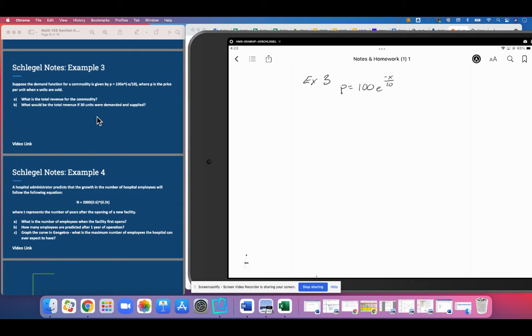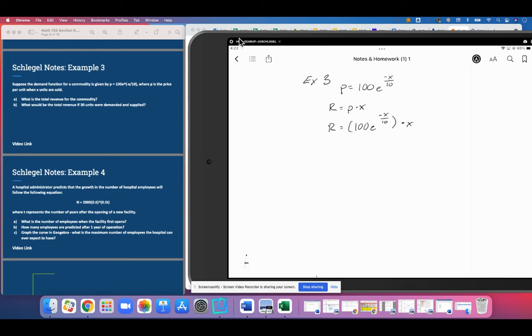So recognizing that we have a demand function, and remembering that revenue is equal to the price times the number of units sold, or P times X, we need to take that price function and multiply it by X in order to get a revenue function. So revenue is going to be equal to 100 e to the power of negative x over 10 times x. And so that will give us our revenue function.